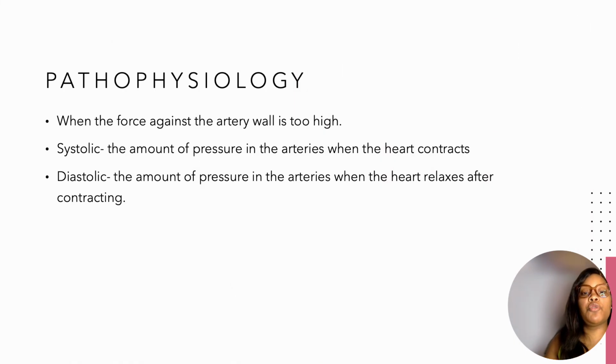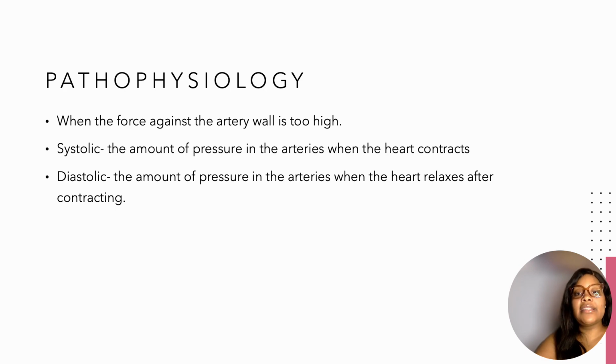So hypertension is when the force against the artery wall is too high. Alright, so think about your blood vessel as a water hose. When water flows through the hose at a normal rate, everything works smoothly, right? However, if you turn the water up too high, the pressure increases. This can cause the hose to wear out, leak, or even burst over time. In this analogy, hypertension is like turning up the water pressure too high.